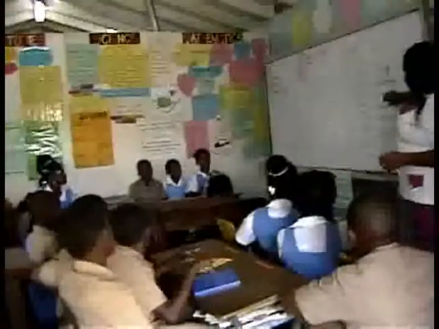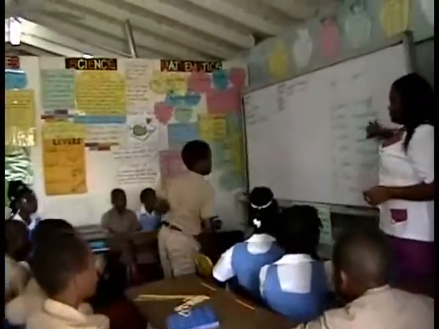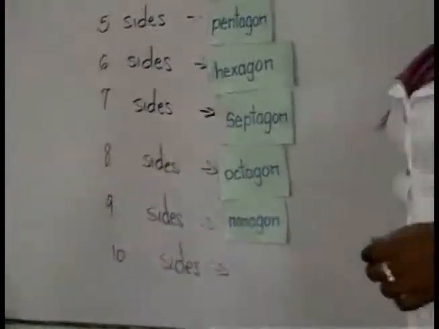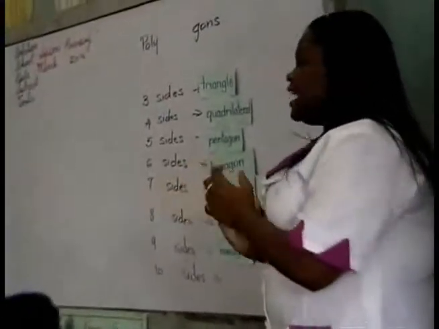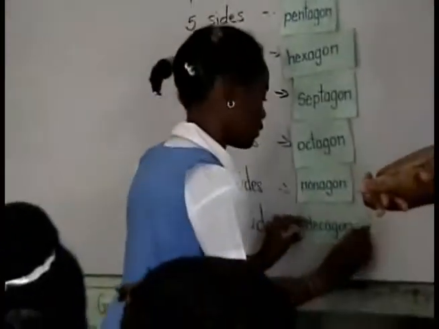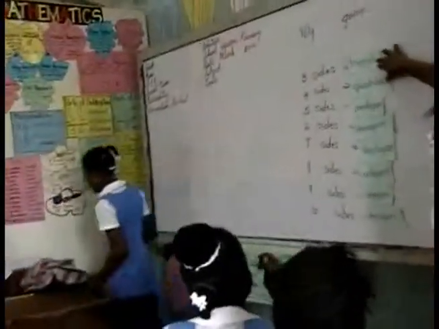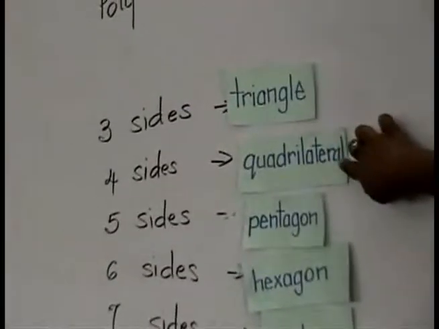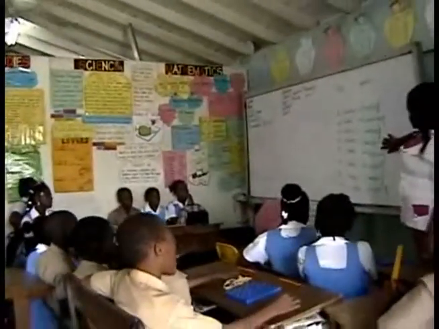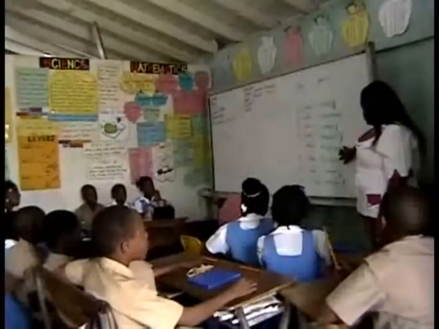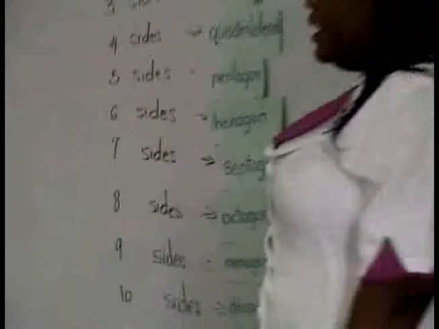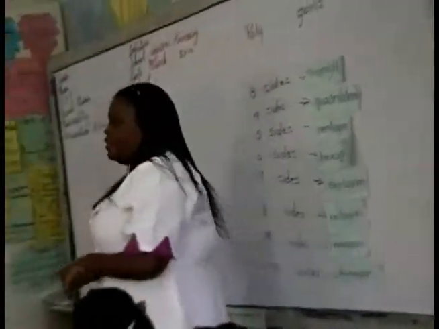What about 9-sided figures? What is it called? Nonagon. Good. And the 10-sided figure is called a decagon. Alright, so let's call the words now. Triangle, quadrilateral, pentagon, hexagon, heptagon, octagon, nonagon, decagon. Alright, decagon.